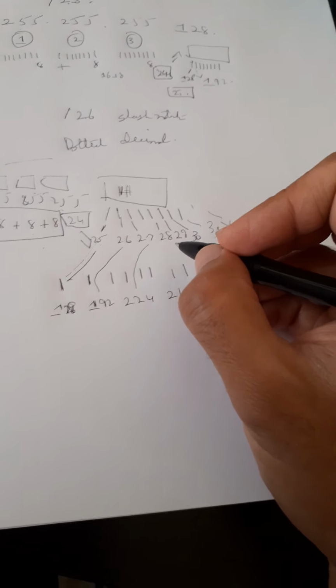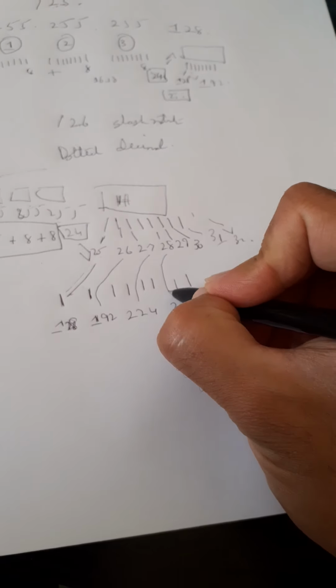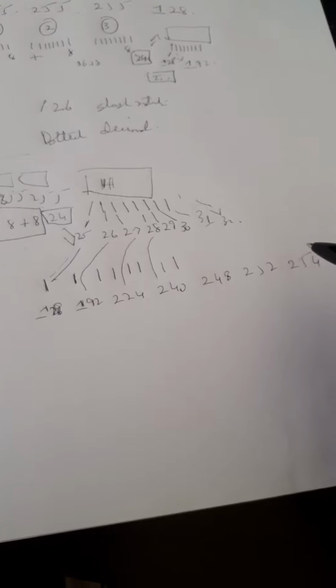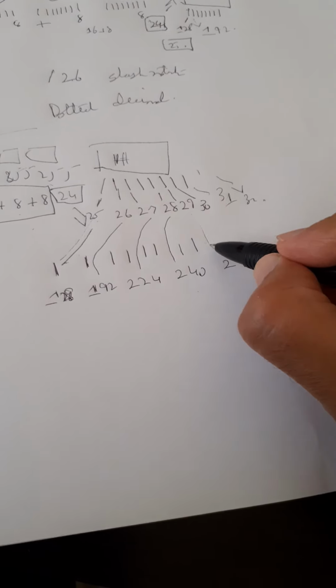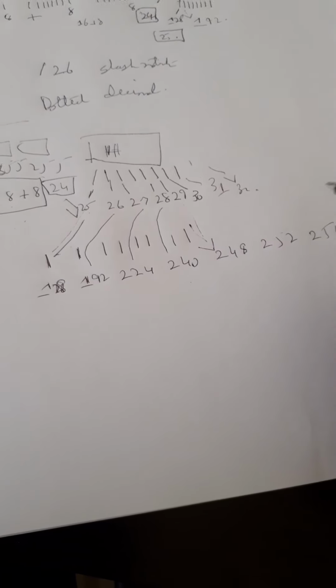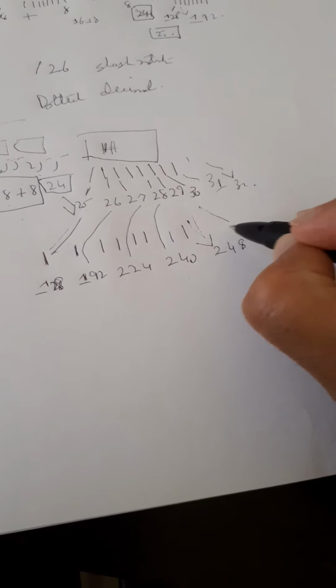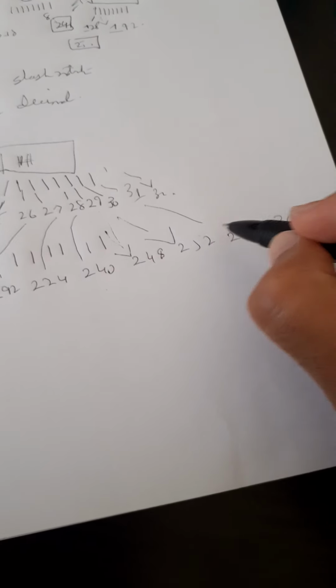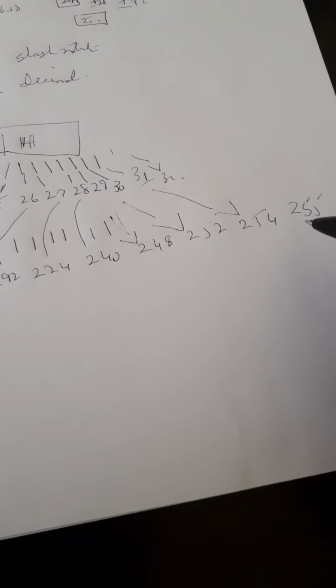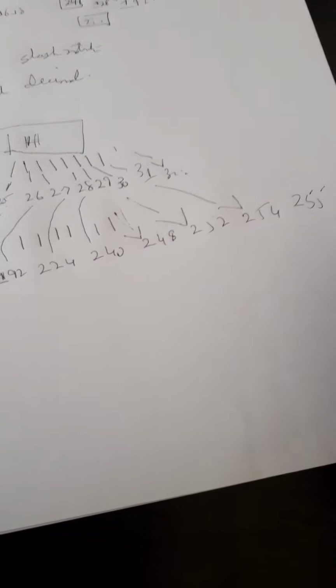We'll keep on revising it and repeating it. This is so important that we learn this. So slash 28 is a 240. Similarly, slash 29, 248. Slash 30 is a 252. Slash 31 is 254. And obviously slash 32 here is a 255.